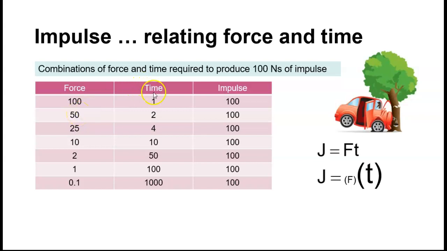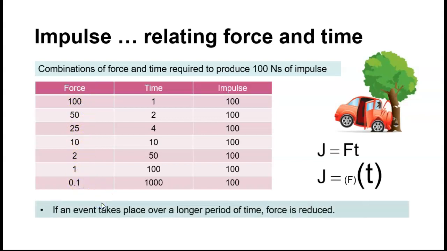And if I could keep increasing the time it takes me to crash into the tree, I can decrease the force that acts on the person. For example, when I crash into the tree, what if your car goes crumple, crumple, and your car starts to squish up? The reason we make our cars crumple is because we're increasing the time of the crash, and then we're decreasing the force that acts on the person inside the car.